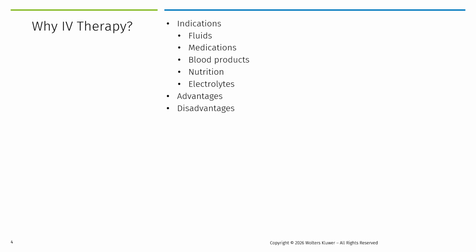Medications such as antibiotics, pain medications, or emergency drugs that need a rapid effect. Sometimes blood products, including packed red blood cells, plasma, or platelets to treat blood loss or certain blood disorders. Nutrition such as total parenteral nutrition, also known as TPN, for patients who cannot safely use their GI tract. Electrolytes like potassium or magnesium when replacement is needed quickly or oral administration isn't appropriate.